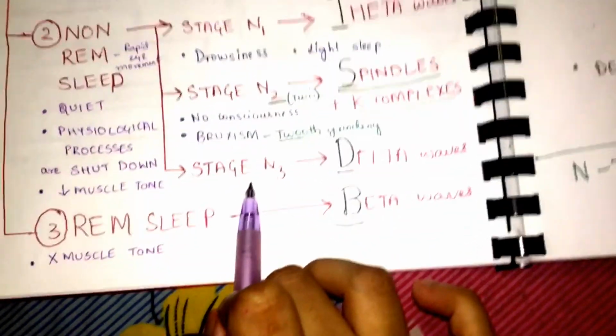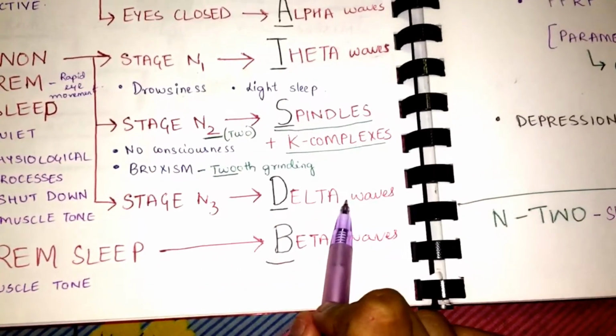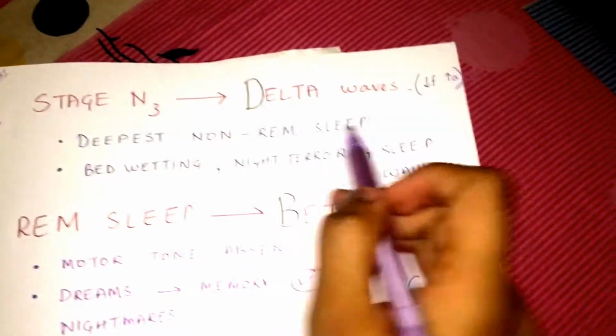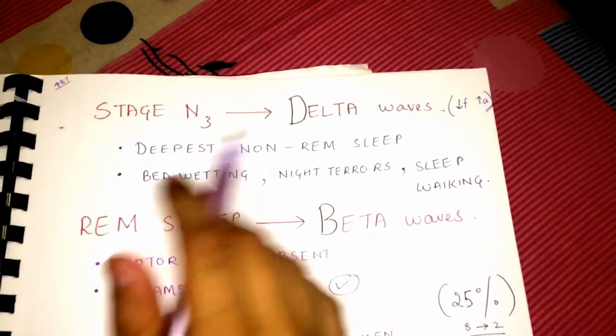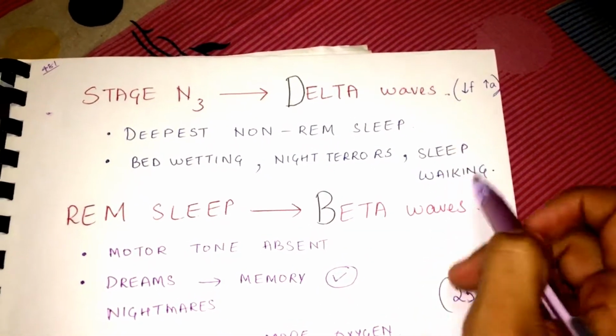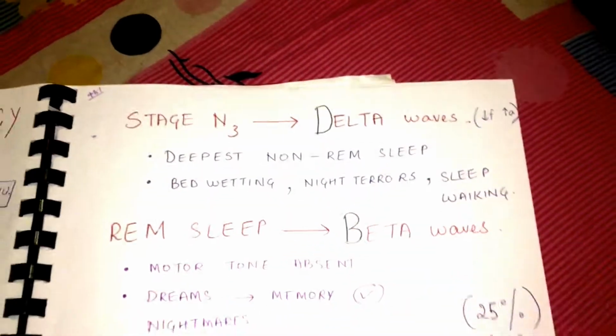The third stage of the non-REM sleep is when you can see the delta waves. The third stage of non-REM sleep is the deepest non-REM sleep. You have no consciousness, and you can see bedwetting, night terrors, and sleepwalking in this sleep. That is the deepest non-REM sleep. You have no memory of what happens.